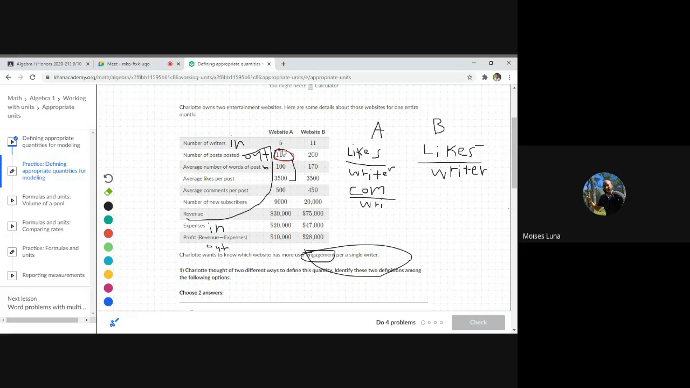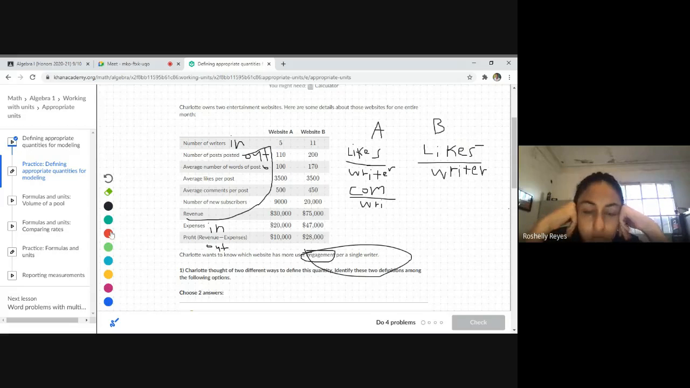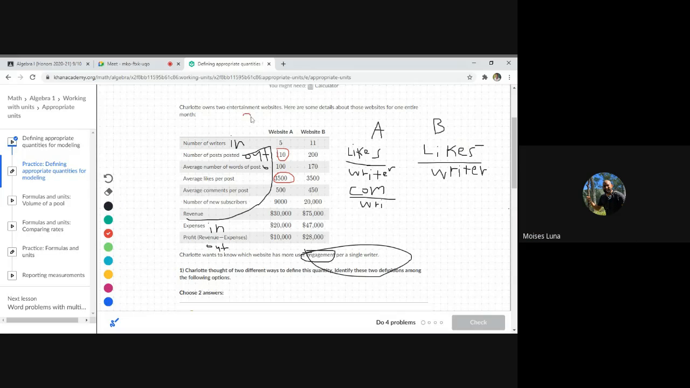Go ahead, Rochelle. I just have a question. Why are you doing likes per writer? Isn't it supposed to be posts per writer or something like that? The question is not posts. The question is engagement, user engagement. Yes, you're going to have a lot of questions that are different using the same data. In this case, they're asking me for user engagement. In yours, it's probably talking about content. So that's a different one.